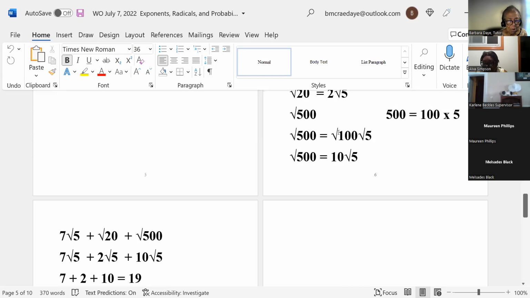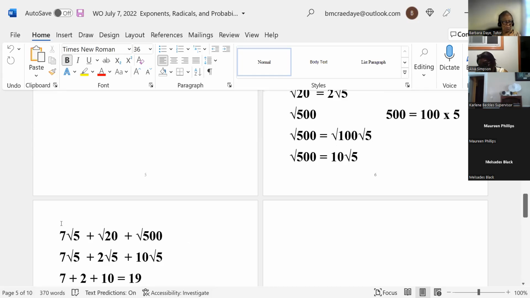Okay, but what's the square root of 100, Mercedes? That would be 10. So there's my 10. So this is 10 times the square root of 5. So how would I multiply it back to get 500? You don't want to multiply. You're trying to add these, right?